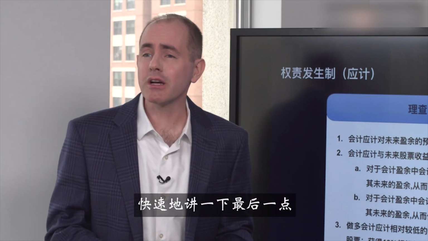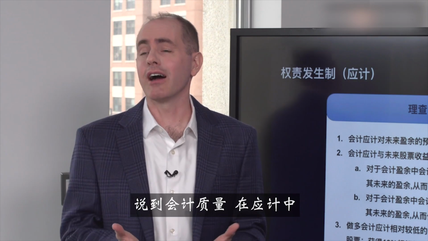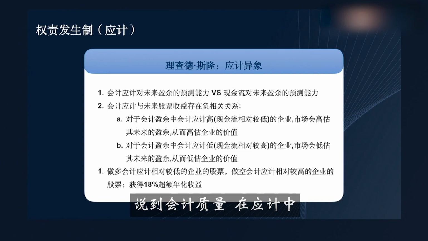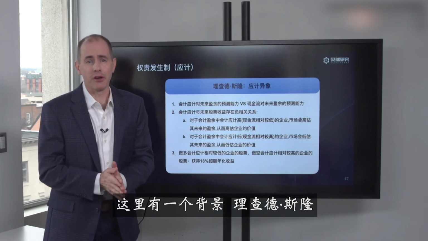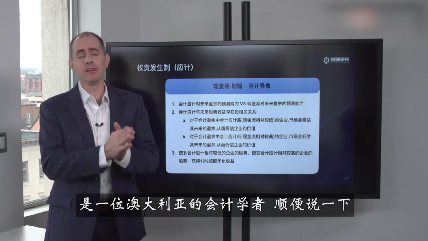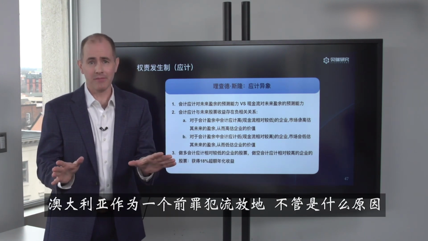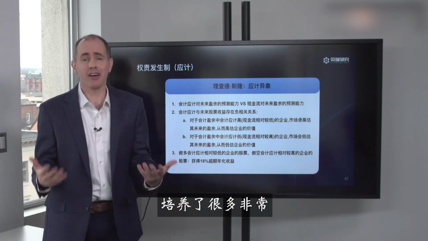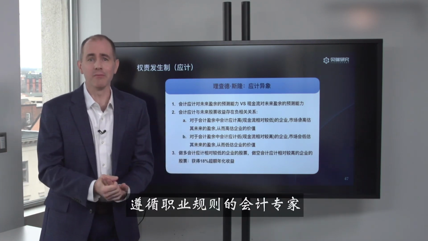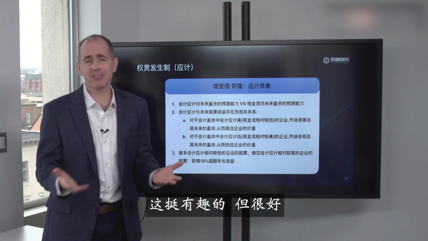One last thing, very quickly, speaking of quality of accounting and accruals. Now we accept accruals for what they are, and we have the statement of cash flow to reconcile, but there's some backstory here. Richard Sloan, who's an Australian accounting academic, and by the way, for a former penal colony, for whatever reason, Australia turns out a lot of accounting professors, which is a very rule-following profession, so it's interesting, but great.